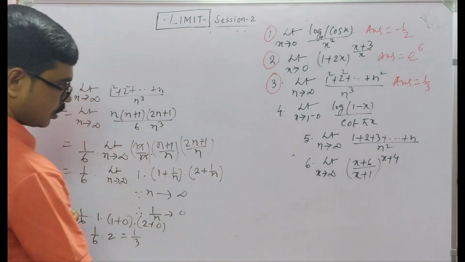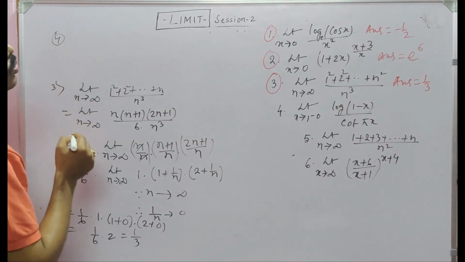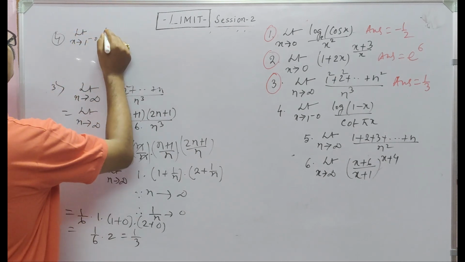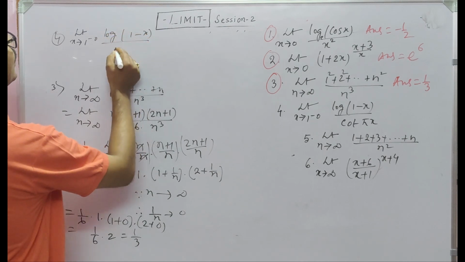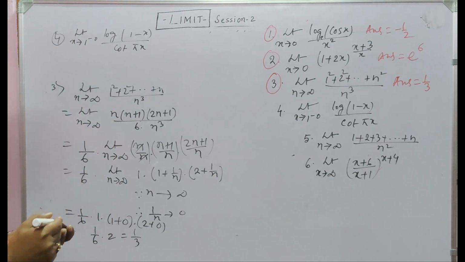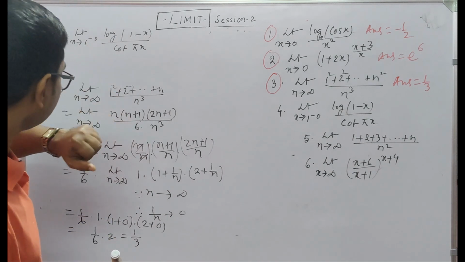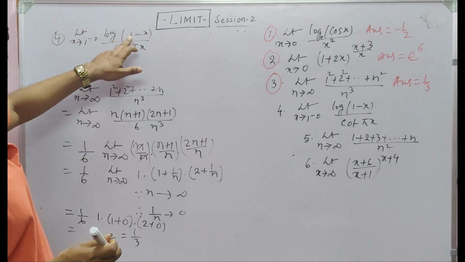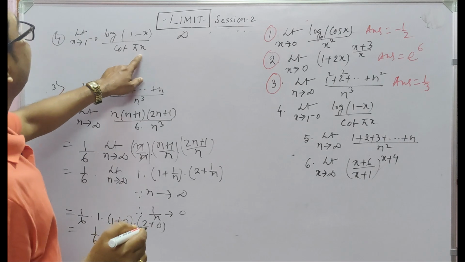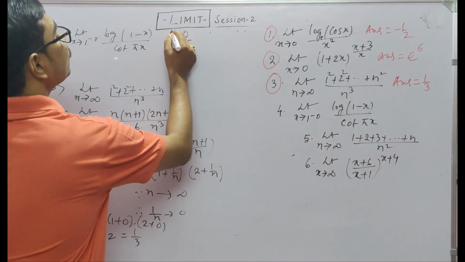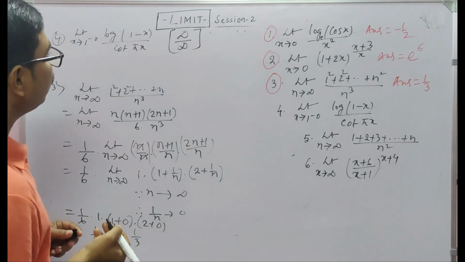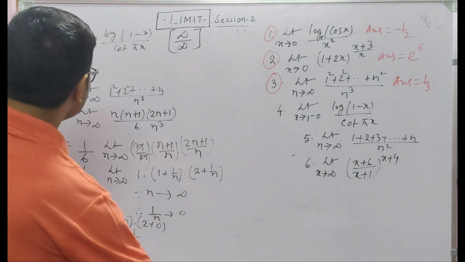Now the 4th question: limit x tends to 1 minus 0 of log(1 minus x) by cot pi x. 1 minus 0 means the left hand limit at x equal to 1. Put x equal to 1: 1 minus 1 is 0, log 0 is infinite, and cot(pi into 1) is cot pi, which is infinite. So the form is infinity by infinity, an indeterminate form, so we apply L'Hopital's rule.